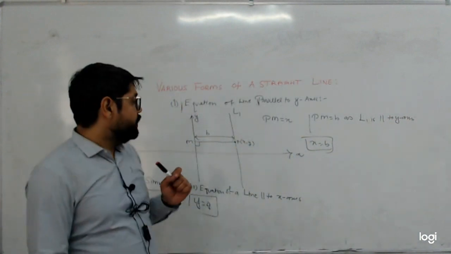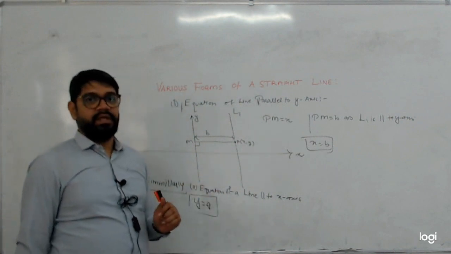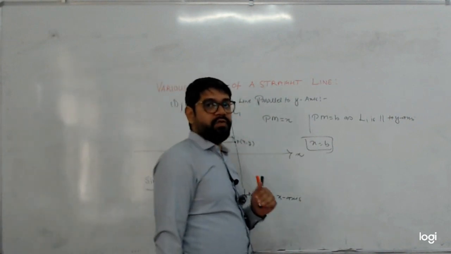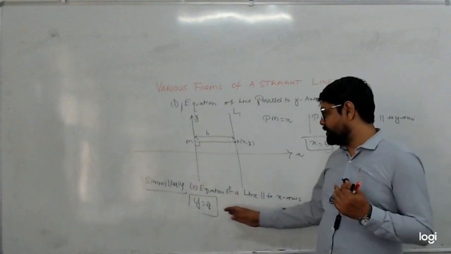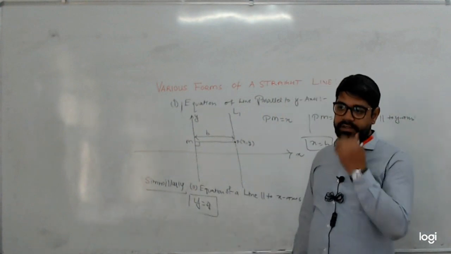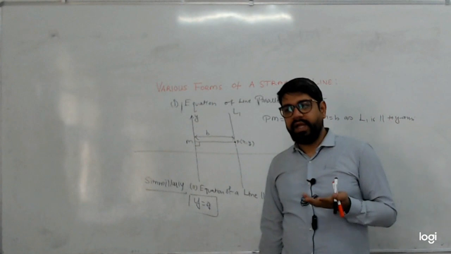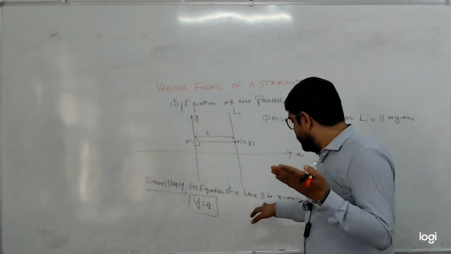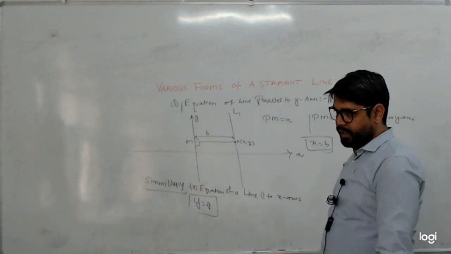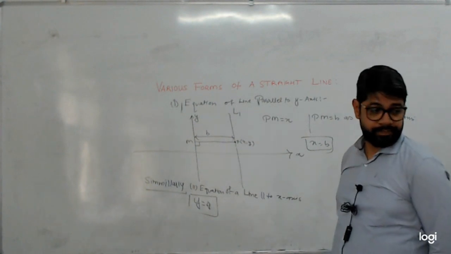And similarly, if a line is parallel to x axis, then the equation of that line will be of the form y is equal to a, where a is the distance of the line from the x-axis. I hope clear है इतना.